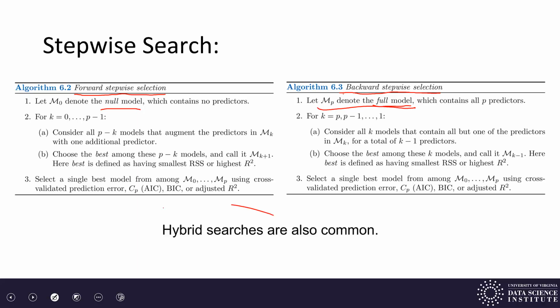Really the best way to go is something that's a hybrid search. Usually you start maybe with the null model and you build up for a while till building up doesn't help, and then you try to build down and try to remove some variables and then build up again. So you're stepwise adding and subtracting regression variables trying to improve your model.